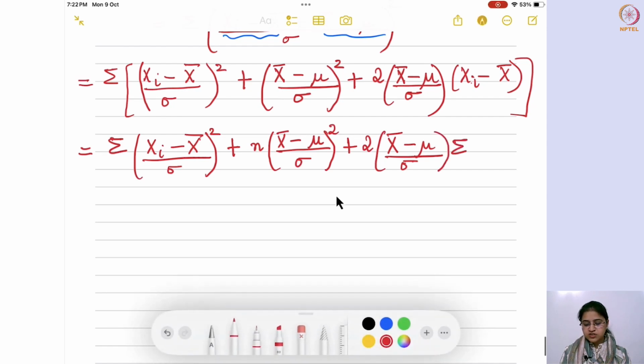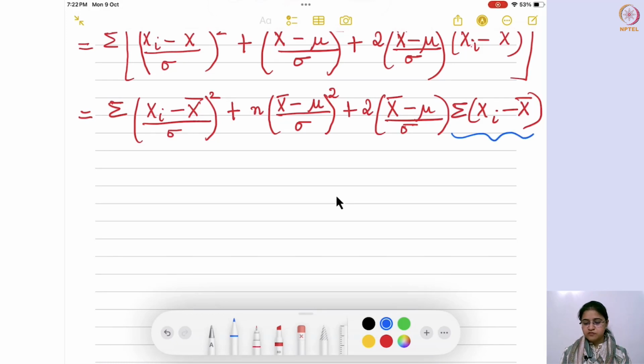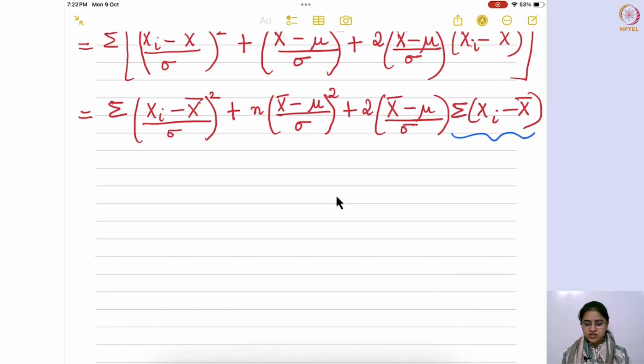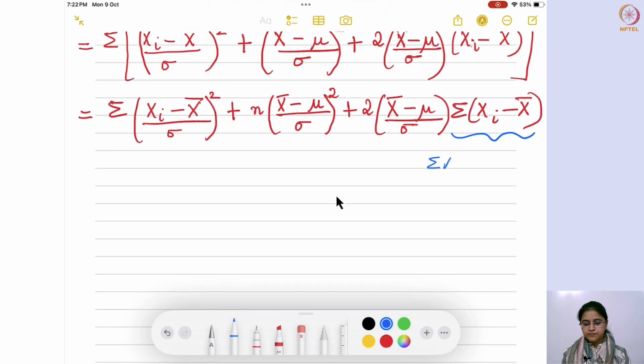And when you take summation inside, what happens to this term? Let us see. Summation xi minus x bar. If you take the summation inside, summation xi minus n times x bar. What is summation xi? Summation xi is also n x bar only, right? So this quantity over here gets 0. So the third term basically is 0.